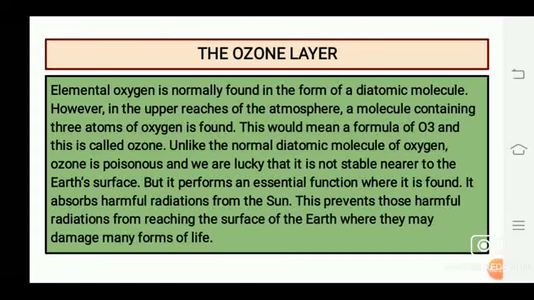But the ozone layer is very important because where it is found, it absorbs the ultraviolet rays of the sun and does not allow them to enter the earth's atmosphere, because these ultraviolet radiations are harmful. They can damage the life forms. So that is why the ozone layer is a protective layer for us. It protects our earth from the harmful ultraviolet rays of the sun.